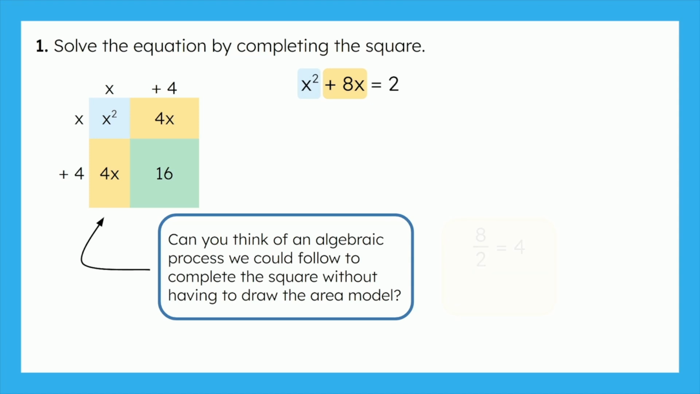In this problem, we split 8 in half to get 4 on the outsides of the area model, then squared 4 to get 16. For any quadratic equation, to complete the square, we can take half of the b value, including its sign, and then square it. You're always welcome to draw the area model to support your thinking, but if the algebraic method works well for you, feel free to use it.